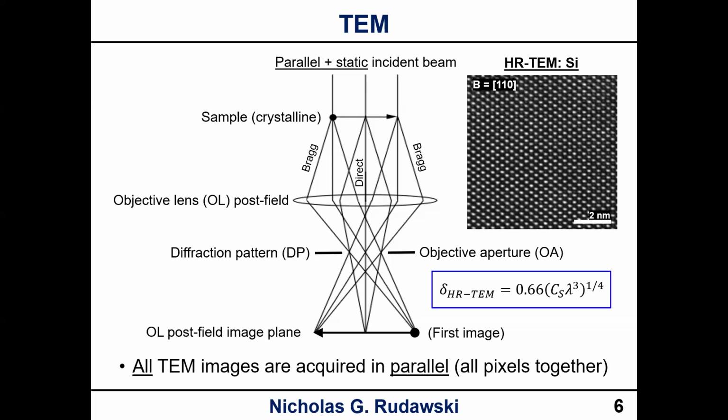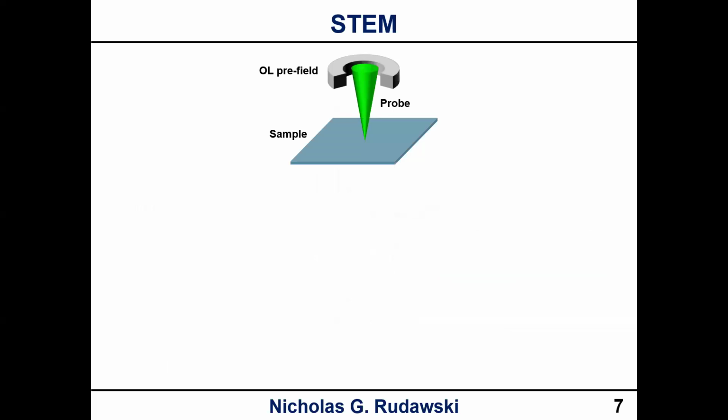And then there's a nice equation here. If we're considering specifically high-res TEM, which is what we're showing here, there's an equation for the resolution as a function of the third-order spherical aberration coefficient and the wavelength of the electrons. The key point here is actually the 0.66 in front, because as we're going to see, there's a very similar equation for STEM, and that coefficient is a little bit different.